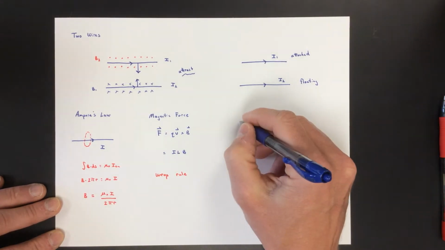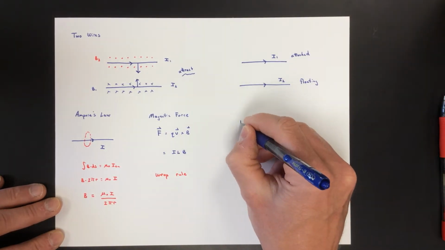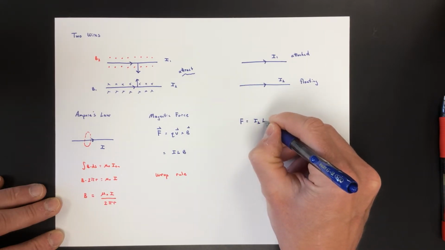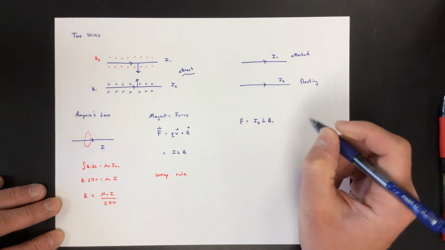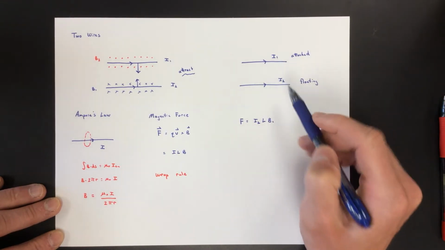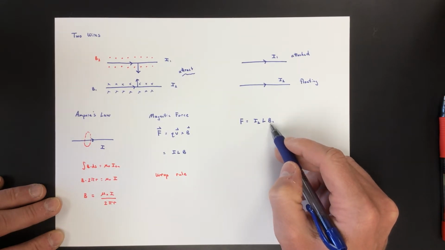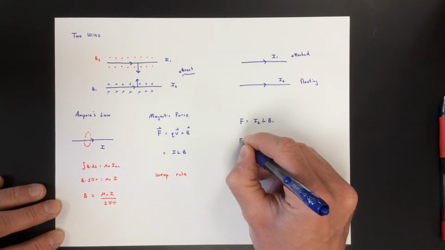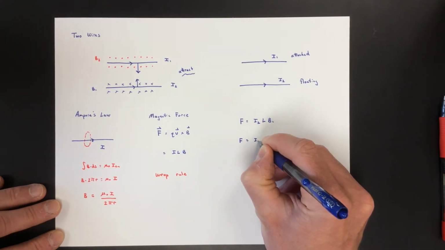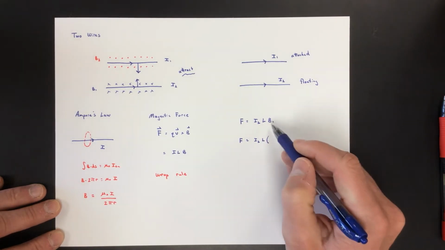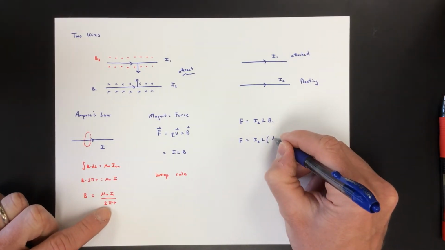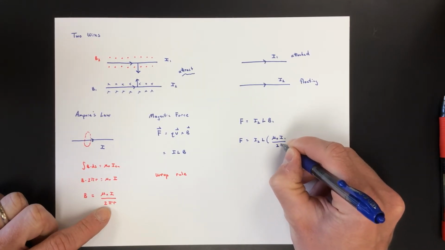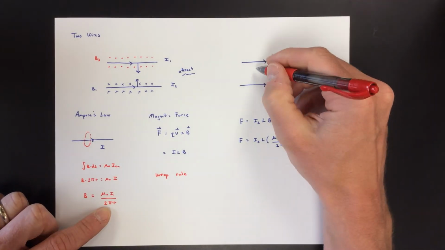Well, we know that the magnitude of the force on I2 is going to be I2 times L times B1, right? This current creates a B field. It's that B field that's applying that upward force on I2 of length L. Okay, so we have I2 times L, but I know what the B field is. The B field by Ampere's law is mu naught I1 over 2 pi r. This distance is r.